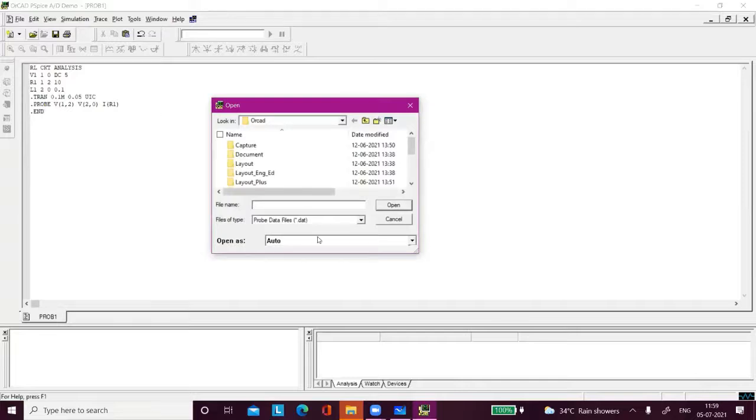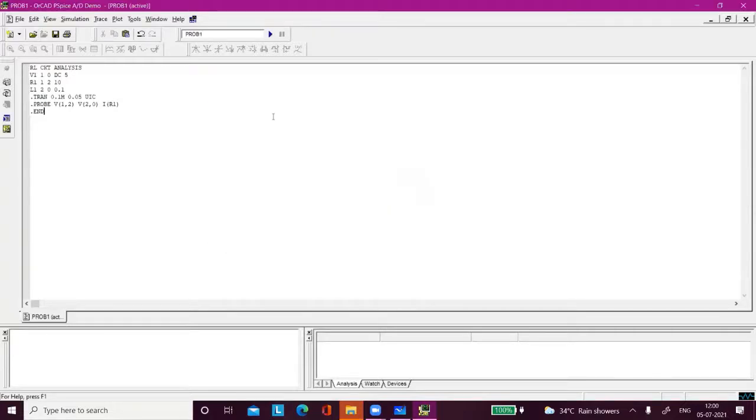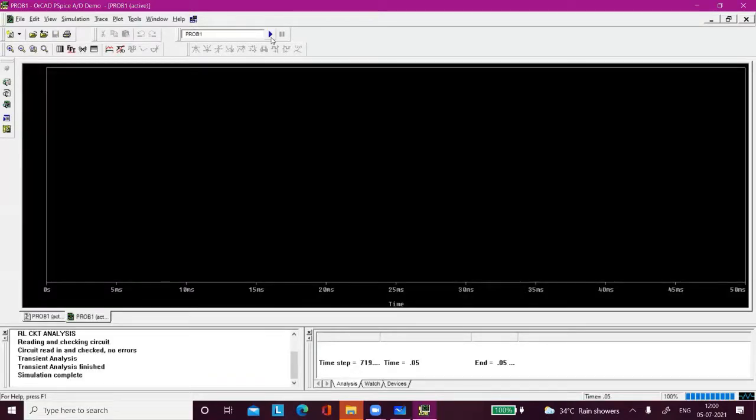Now go to the open section. Click open. Then go to your circuit file, .cir. Then you have this problem1 here. Open problem1. Once you open problem1, look at this blue tick. This one. This will be enabled. Now click. If your program is correct, then you will get this display graph.